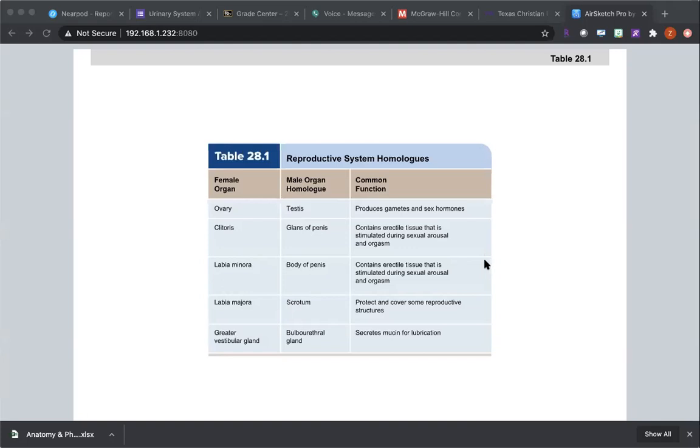We'll then also talk about accessory reproductive organs. In males, this is going to be a set of tubules, as well as various glands, and then some external structures that are going to aid with reproduction. With females, we'll also be talking about some accessory structures. These are going to include the fallopian tubes, the uterus, the vagina, and then some external structures as well, which we will see in a moment.